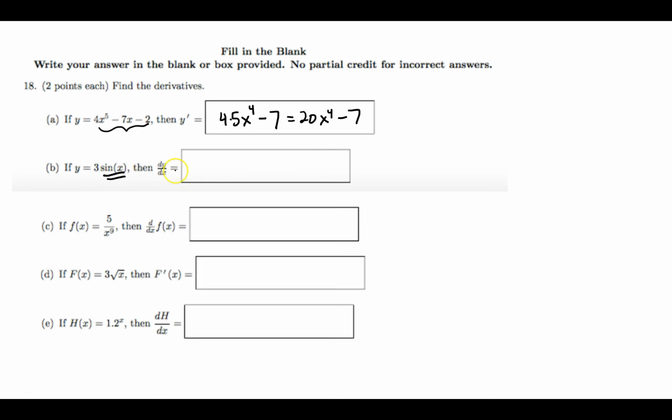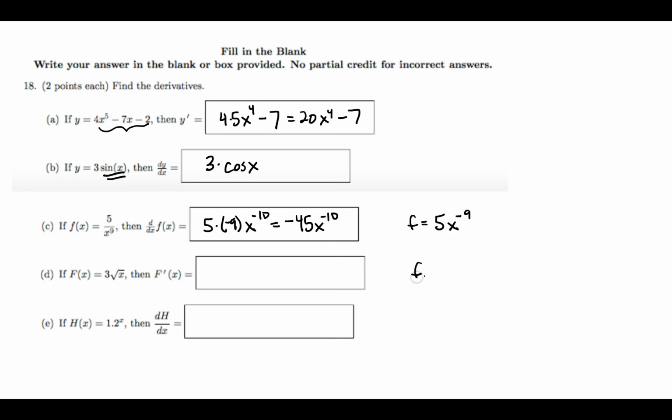Sine's derivative is cosine, so you keep the 3 and then take the derivative of sine, which is cosine. This one needs to be rewritten. The function f is 5 over x to the 9. The x to the 9 gets brought up as x to the -9, so that when we take the derivative, we keep the 5, we bring down the -9, and we take x to the -10. We have to take away 1 from -9. So the final result of that would be -45x to the -10.